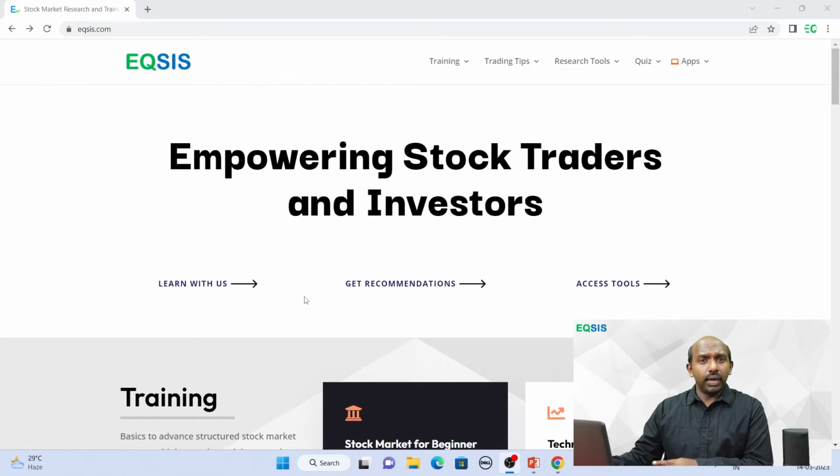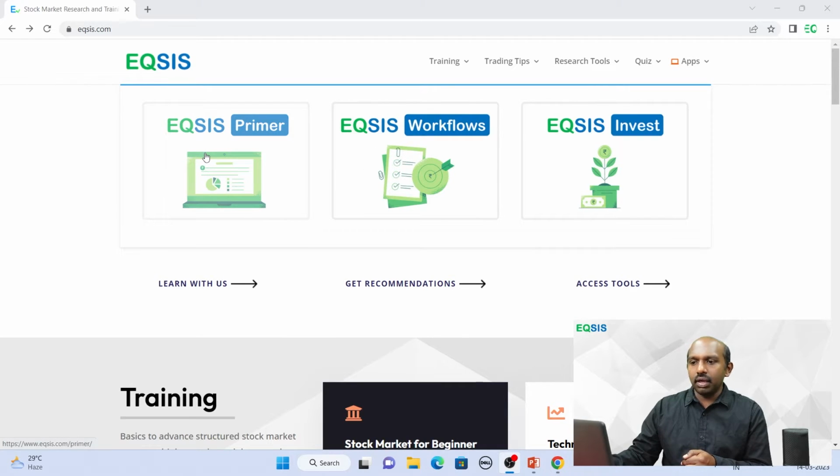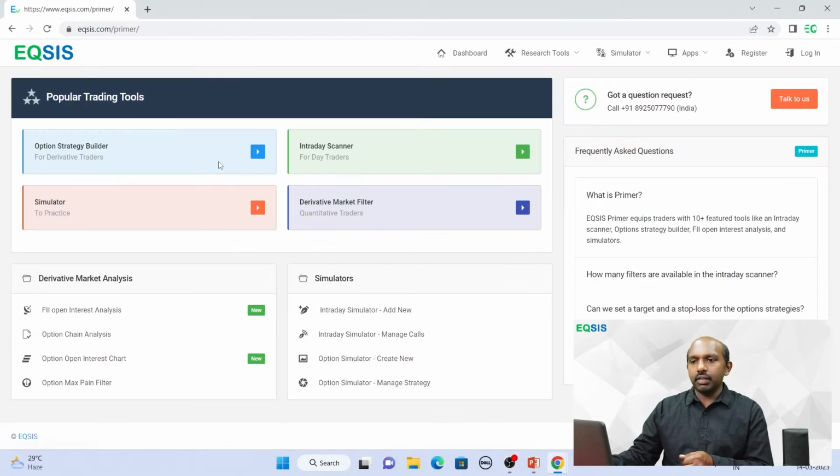And now let me give you a quick demo of how you can access the spot to future arbitrage from a website called EQSIS.com. To follow this particular video, I recommend you do it parallelly so that it becomes much easier for you to spot the table and navigation, so that you can reproduce it later. So all you have to do is get into the website, EQSIS.com. Once you get into the website, you see a section called apps. Underneath, you see EQSIS Primer. This is where a lot of trading related tools are available.